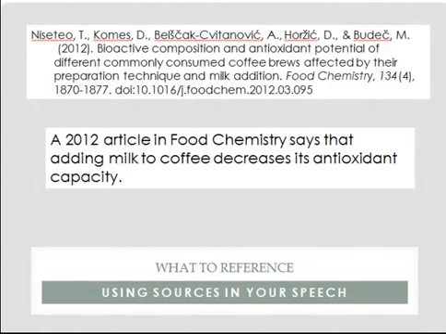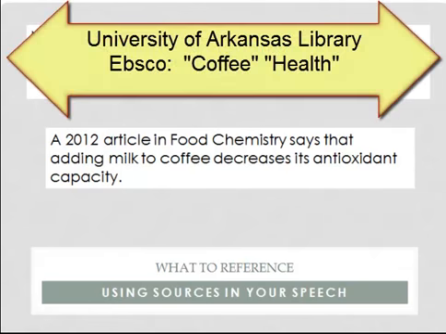Let's look at another example. I found this information by going to the University of Arkansas Library, going to EBSCO, and then I typed in coffee and health. And the quote that I pulled, a 2012 article in Food Chemistry, says that adding milk to coffee decreases its antioxidant capacity. So Food Chemistry sounds like an important journal. I mentioned the 2012 because it shows that I'm relevant. Some science is going to change over time, and by saying that this science comes from 2012 lets you know it's the most recent current.